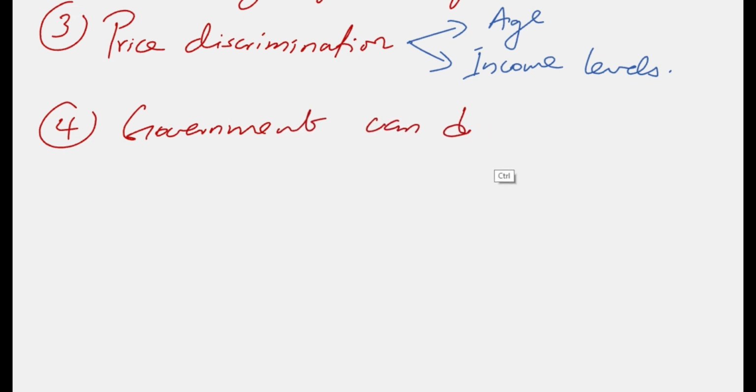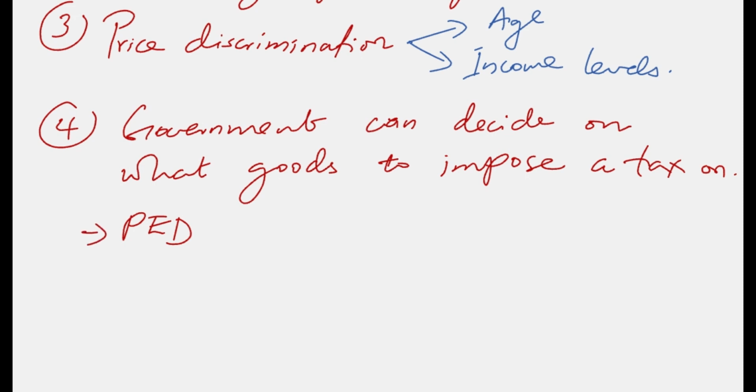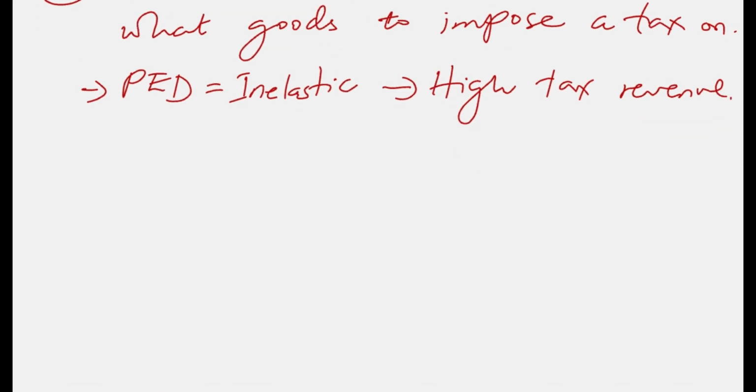Then again, the government can use PED to decide on which goods to impose a tax on. So the government can decide this good is habitual, this good is addictive, this good is a necessity, this good has no close substitutes. So with it having an inelastic PED, definitely we shall have high tax revenue from it. So this is how we can use the concept and the knowledge about PED.